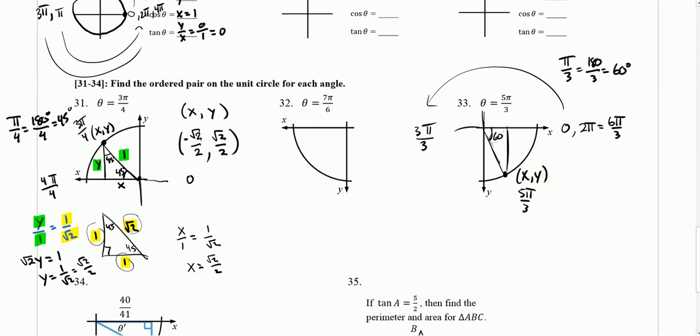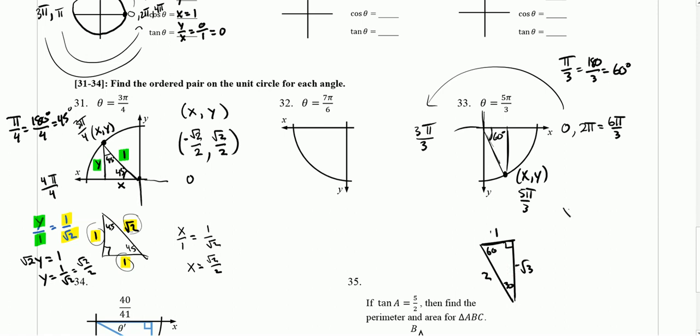So 60 degrees, I'm going to draw our 30, 60, 90 right triangle with side length 1, opposite 30, this is root 3, this is 2. That's the triangle we'd like to use here. In quadrant 4 though, remember this y value will be negative.